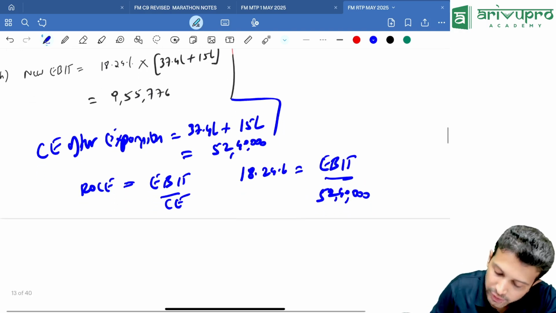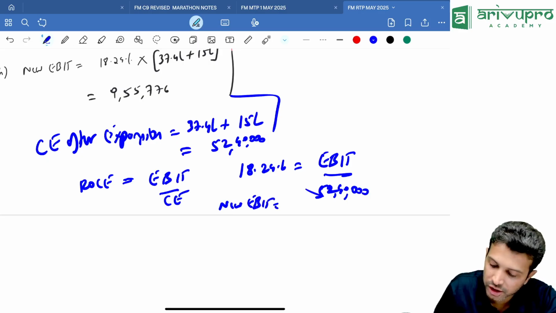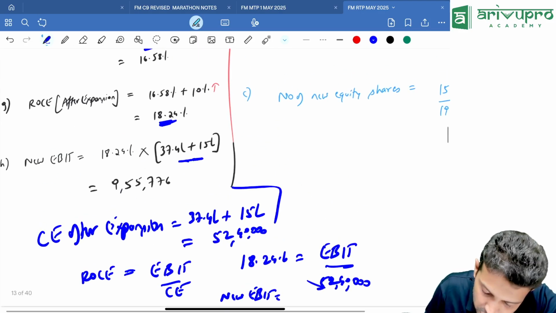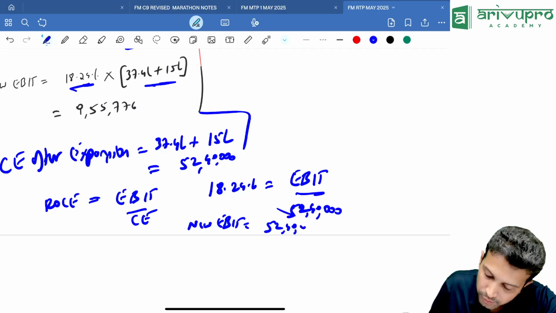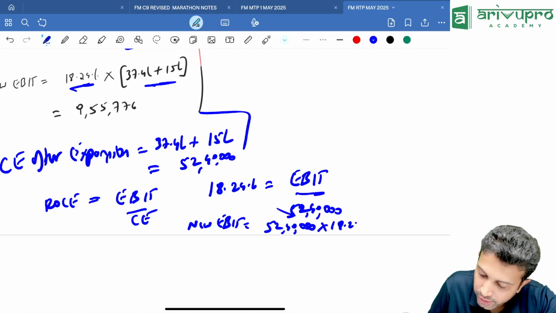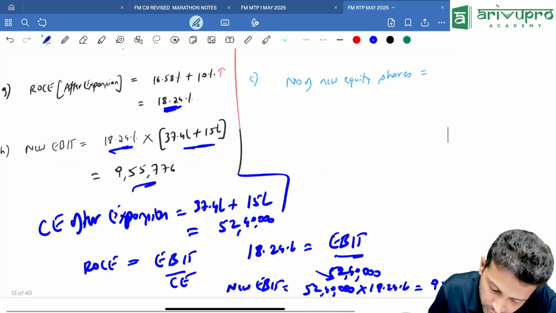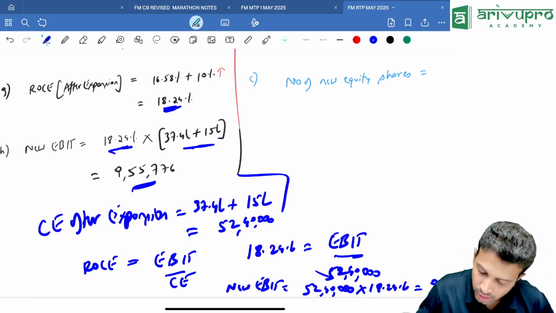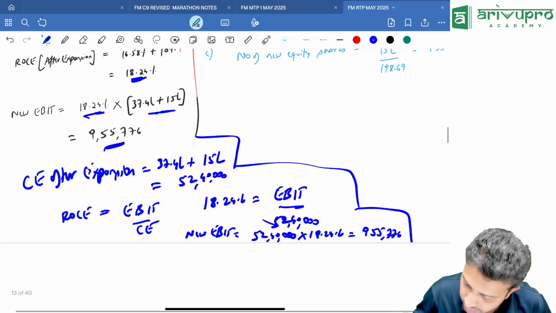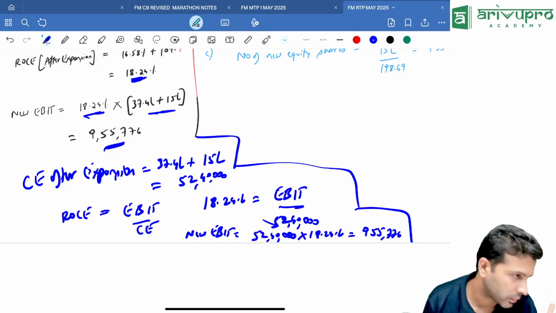Tell me, sir, how do you get the new EBIT? After expansion, the new EBIT will be the multiplication of these two. These two added, multiplied by 18.24%. Calculate that: 52 lakh 40,000 into 18.24%. How much are you going to get? 9 lakh 55,776. That's what I've got here. This we wanted. Done now. Almost 60 to 70% of the solution is solved.